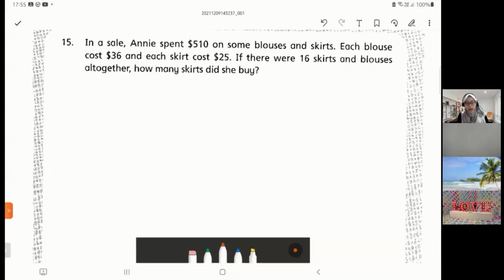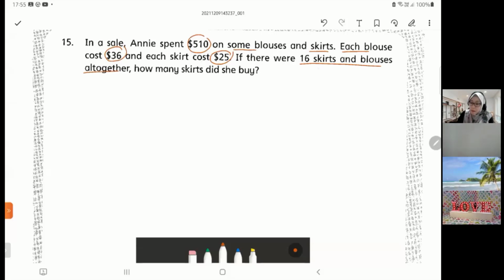Okay, in a sale, Annie spent $510 on some blouses and skirts. I do not know how many blouses and how many skirts. Each blouse costs $36 and each skirt costs $25. If there were 16 skirts and blouses all together, how many skirts did she buy?